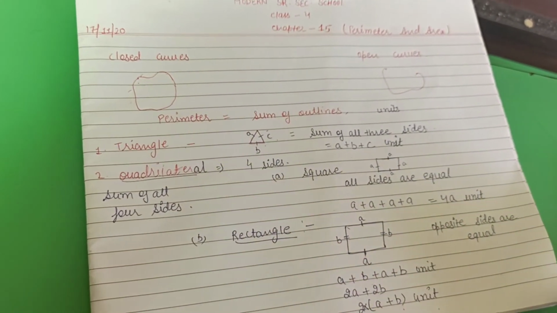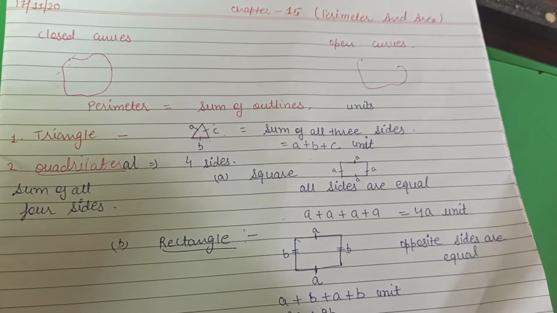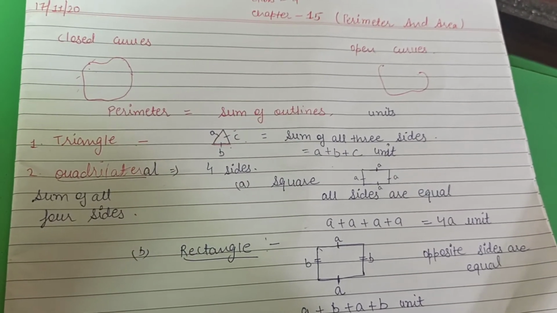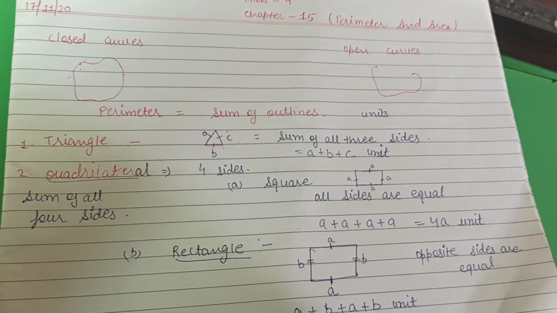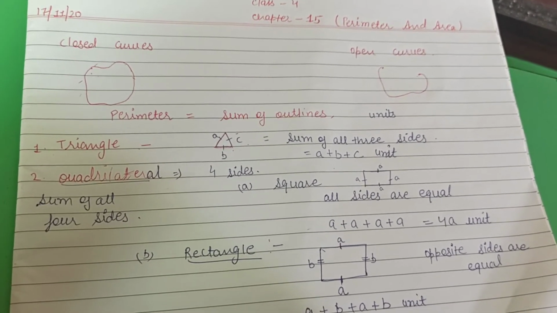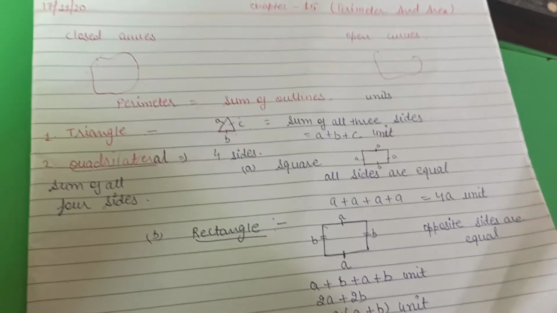Clear? See, square and rectangle are sub parts of the quadrilateral. In the quadrilateral there are more parts like rhombus and trapezium. These are also parts of the quadrilateral, which we will discuss in the next class.